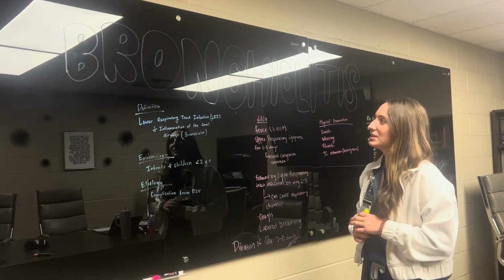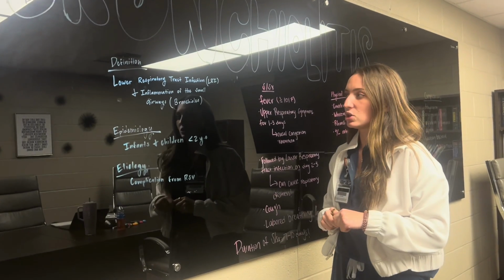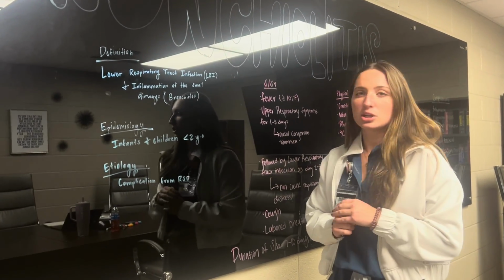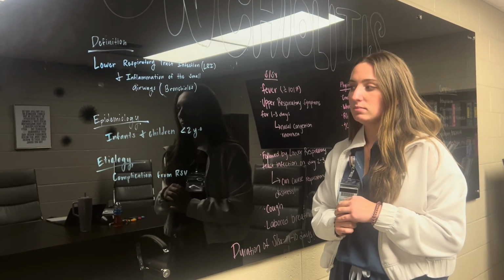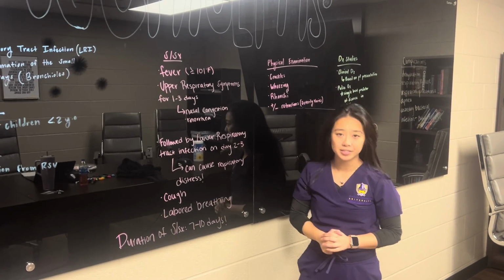Hey y'all, our first disease is bronchiolitis, and this is a lower respiratory tract infection and inflammation of the small airways, which is the bronchioles. And this occurs in infants and children under 2 years old, and it is a complication from RSV. Okay, so what are the signs and symptoms of bronchiolitis?